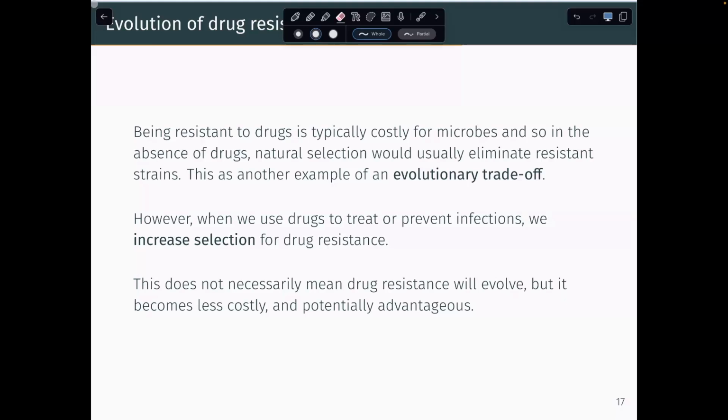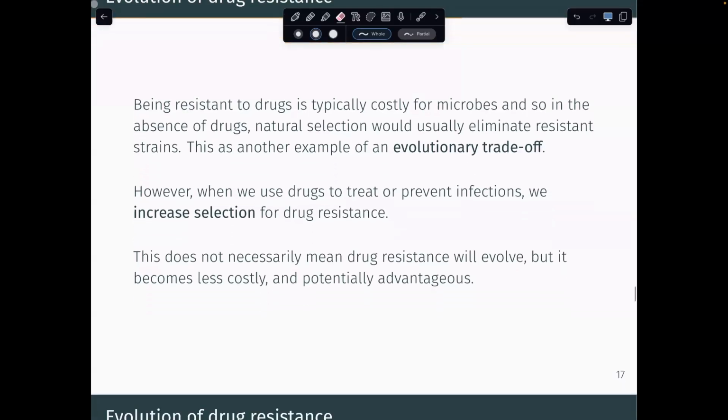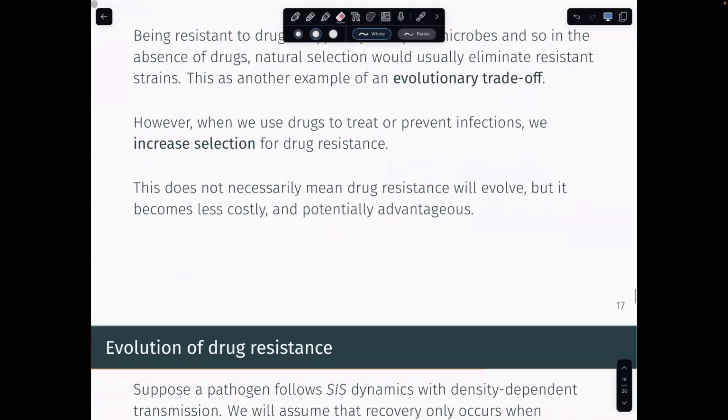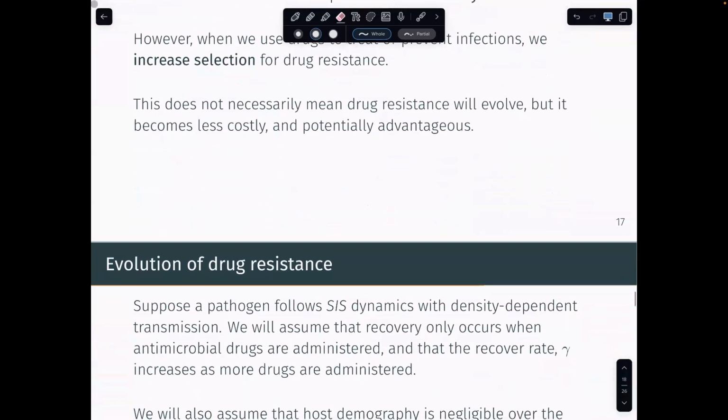One thing though is that when we increase the use of drugs, we're going to typically increase selection for drug resistance. That's our naive prediction, right? If you have no drug use and drug resistance is costly, then we wouldn't expect drug resistance to evolve. We'd expect there to be selection against drug resistance. So it doesn't necessarily mean that using drugs will evolve resistance, but it becomes less costly and potentially advantageous.